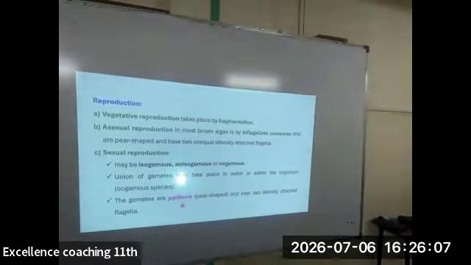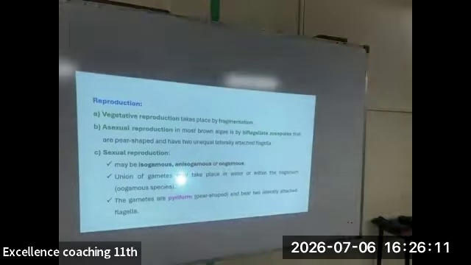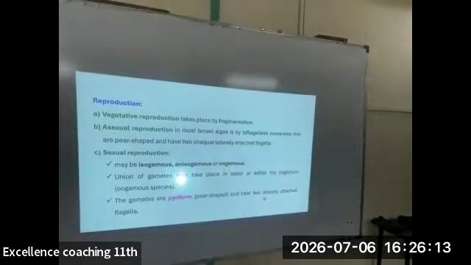Gametes are pyriform. Pyriform means it's a shape which looks like a pear. So it's pear shaped and bears two lateral attached flagella. You know what is pear?